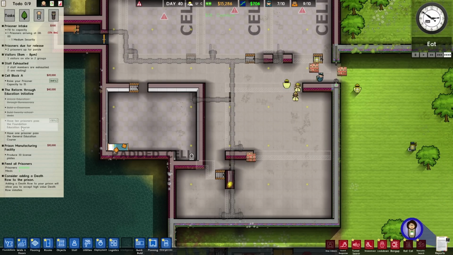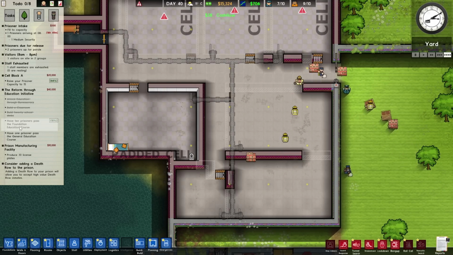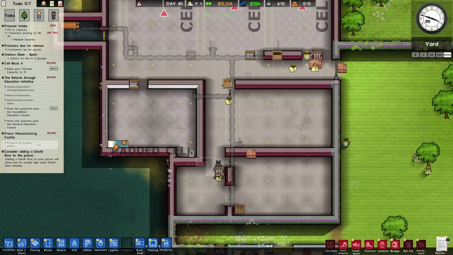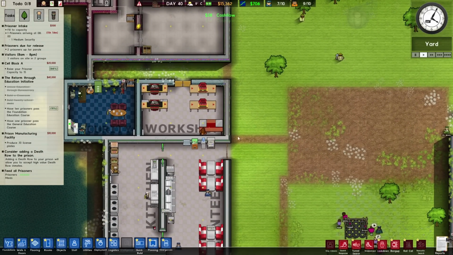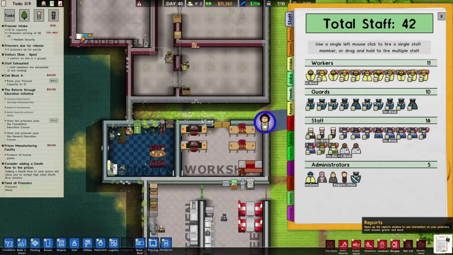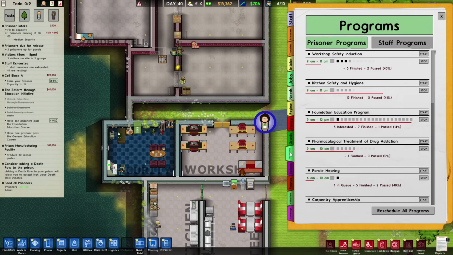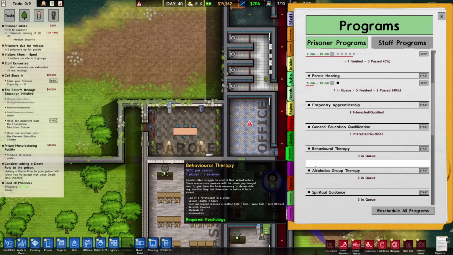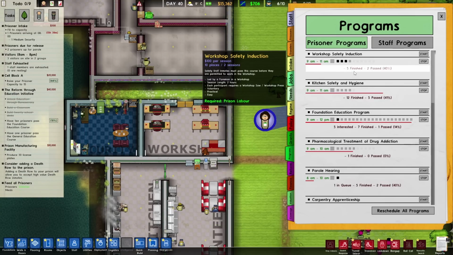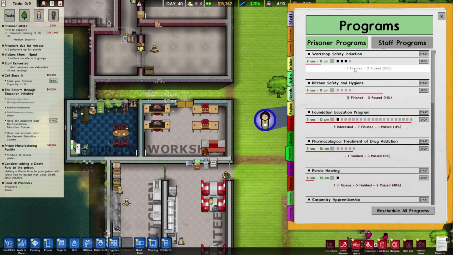How are we doing over here then? So still only 10% through getting our prisoners passing the foundation education course. We've still not made any license plates whatsoever. Is that something that we're supposed to tell them to make? Are we supposed to say, can you please make license plates? Is it a program that we can do? Is it the license plate manufacturing program or something? I don't know. It doesn't seem to be in there. I kind of assume that if they could use the workshop, they would make license plates. But I don't know how to tell them to do that.